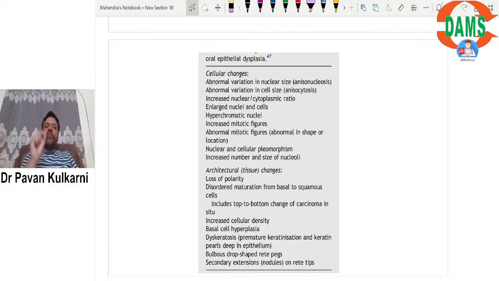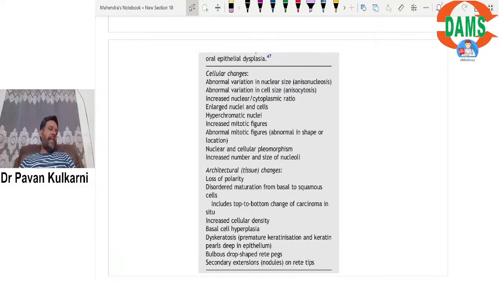Which of the following are the architectural changes in oral epithelial dysplasia, except? So they'll give three options which are architectural changes, and one will be a cytological change. Vice versa they can ask: there will be three cytological changes and one architectural. So we should be aware of the various cytological features and the various architectural changes for oral epithelial dysplasia.